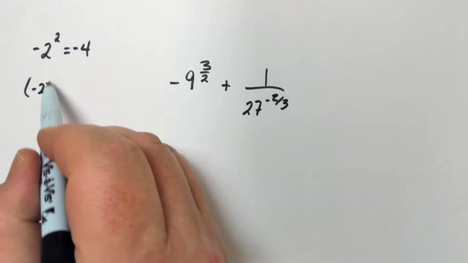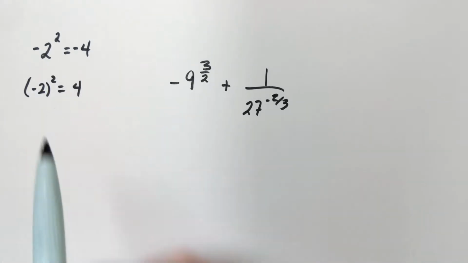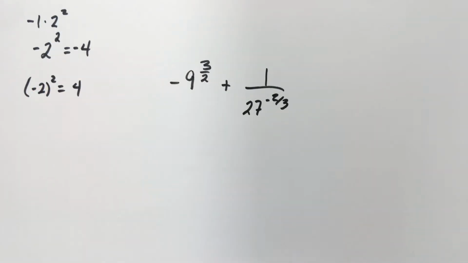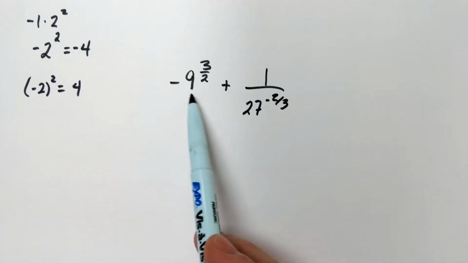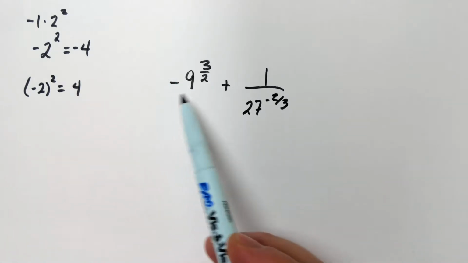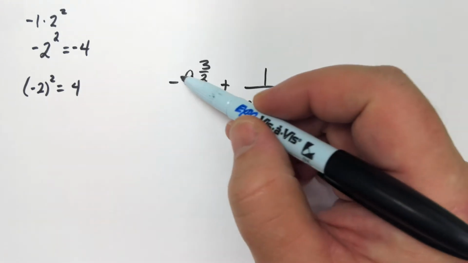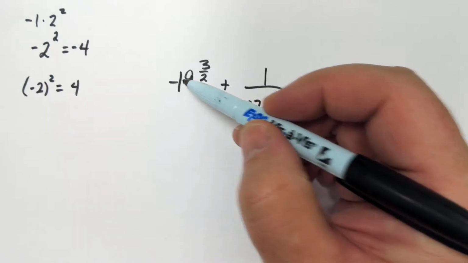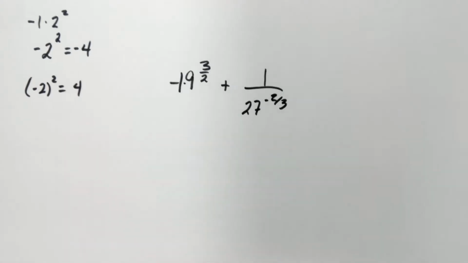This equals +4. Because this top one really is -1 times 2 squared. This thing right here is not actually subtracting from anything except for 0. So what this really means, and this is like one trick, the first thing that you have to recognize, this is really like 1 times 9 to the 3/2 power.